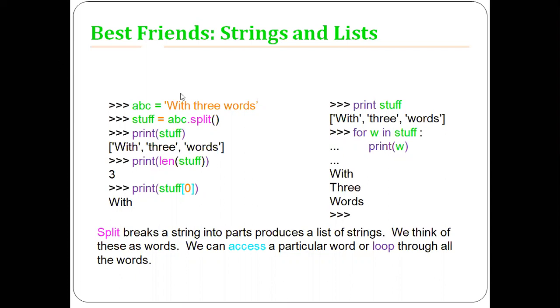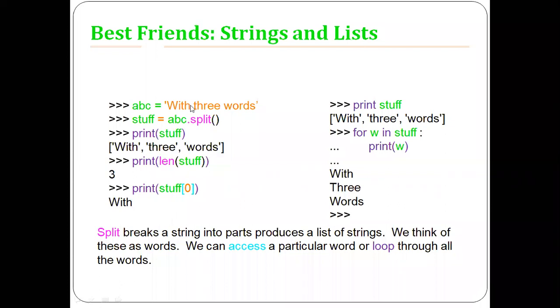Look at one example here. We have 3 words here, with spaces: "with 3 words". When we apply the rule here, that is stuff equal to abc dot split function, it will split the entire string into 3 words. They are: with, 3, and words, and these 3 words are nothing but the elements of the list. With is one element, 3 is another element, and words is another element, right?